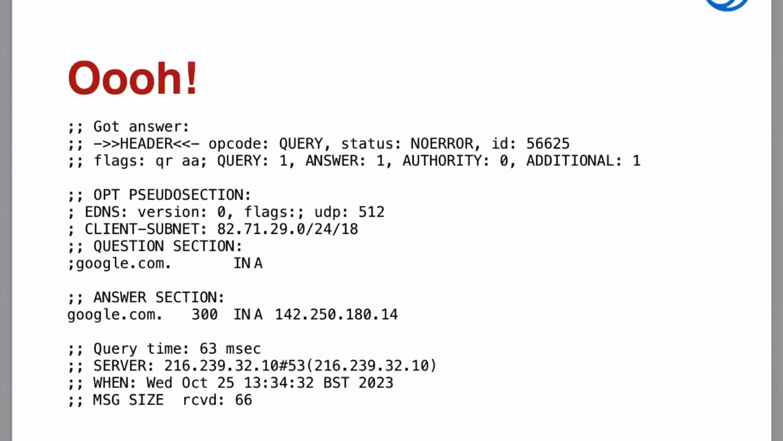But I do have in my answer, the client subnet has come back. You can see that I asked with scope 24, but the answer I've got back is applicable to a subnet mask with only 18 bits. So it's more general than the question I asked. So I know that this answer is applicable to a wider scope than the particular one that I've asked, and I will cache it.